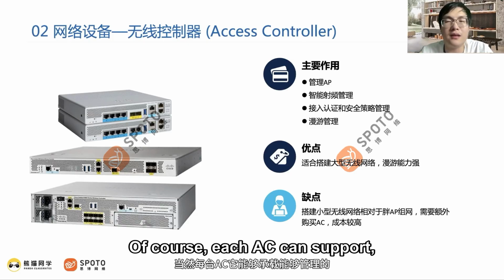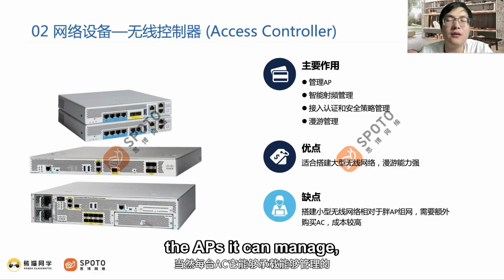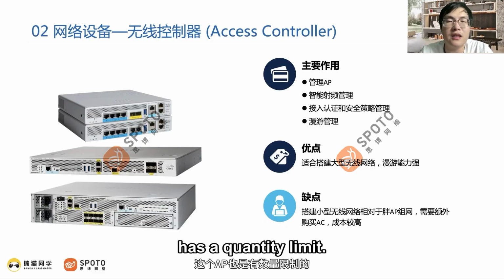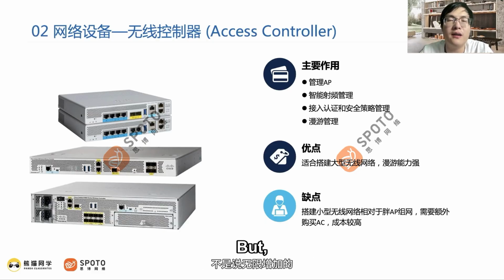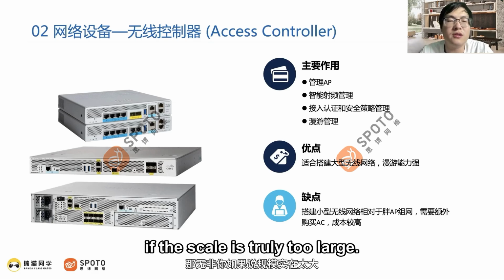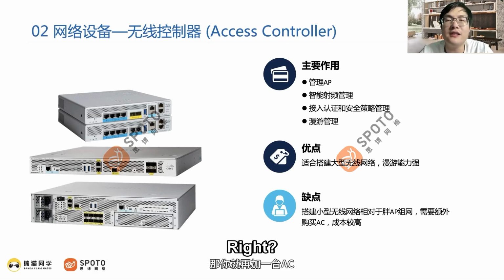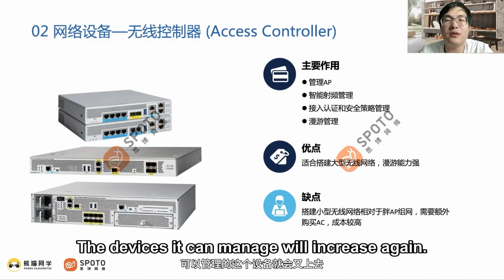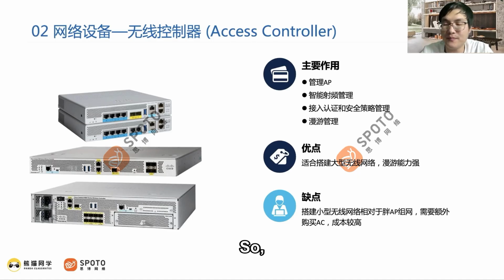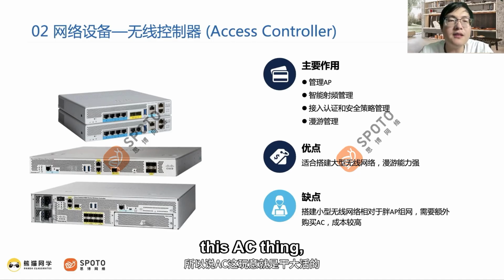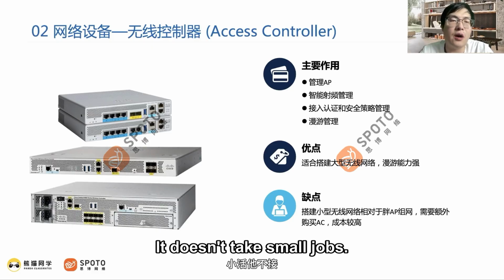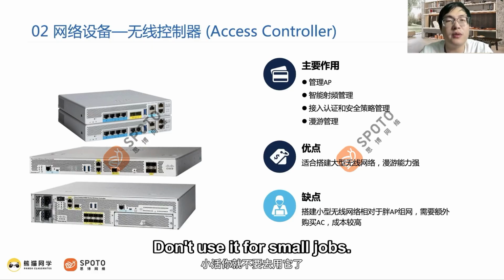Of course, each AC has a quantity limit on the APs it can manage. It's not unlimited. But if the scale is truly too large, you just add another one, and the number of devices it can manage will increase again. So this AC is for heavy lifting. It doesn't take small jobs. Don't use it for small jobs.